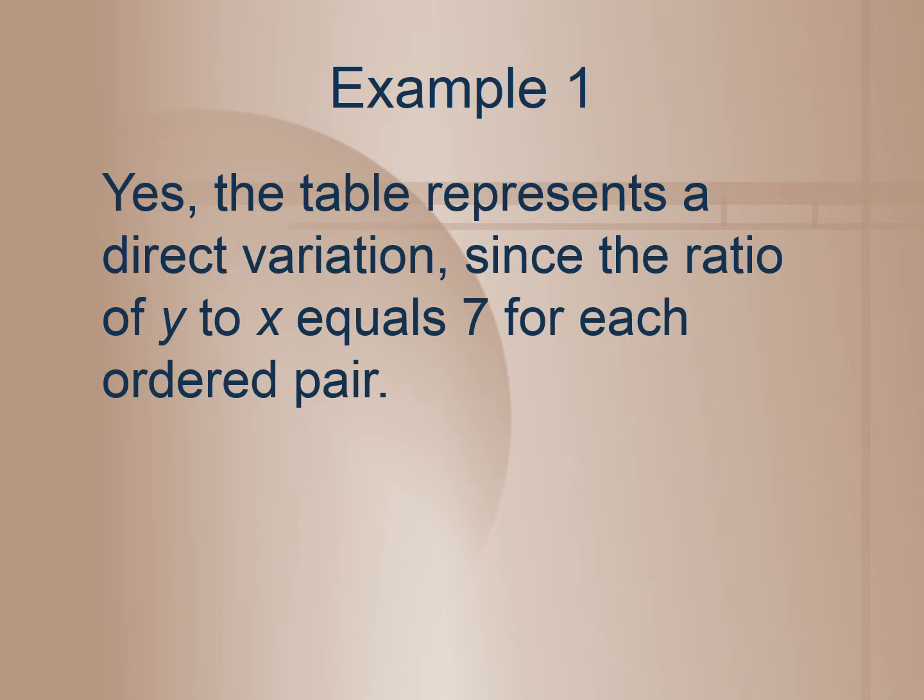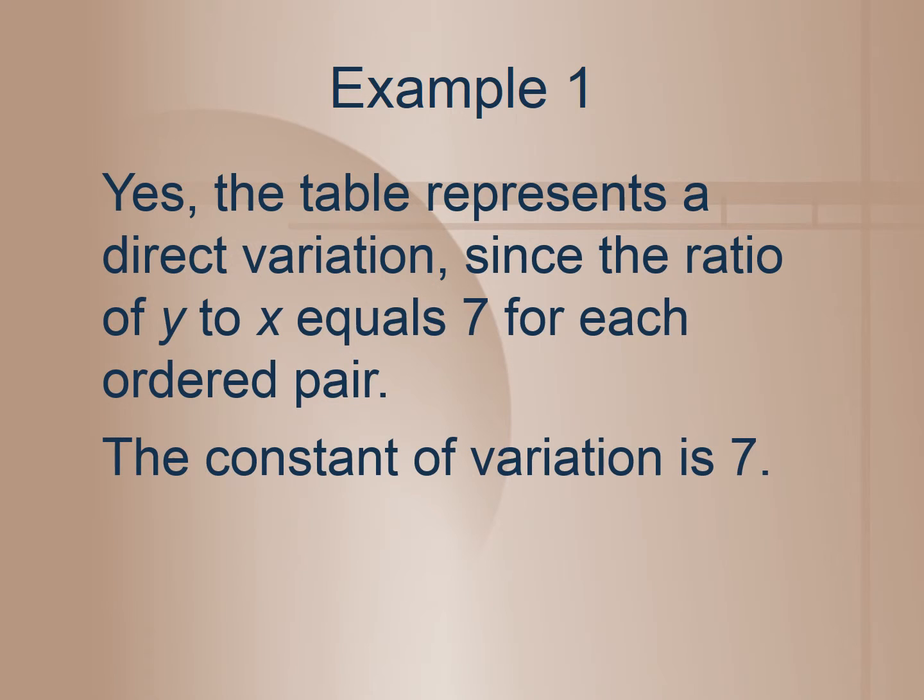So since every time we divided y by x, we got 7, we can say, yes, our ratio of y to x, or y divided by x, equals 7 for every ordered pair, which means that the table does represent a direct variation. Not only does it represent a direct variation, but since every time the ratio of y to x was 7, our k value, or our constant of variation, or our constant of proportionality, is also 7.